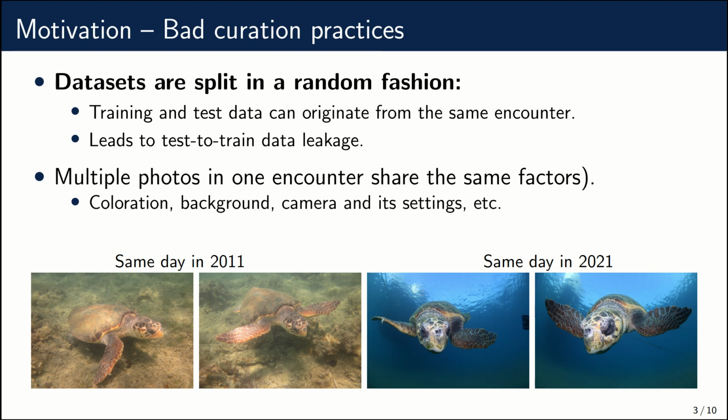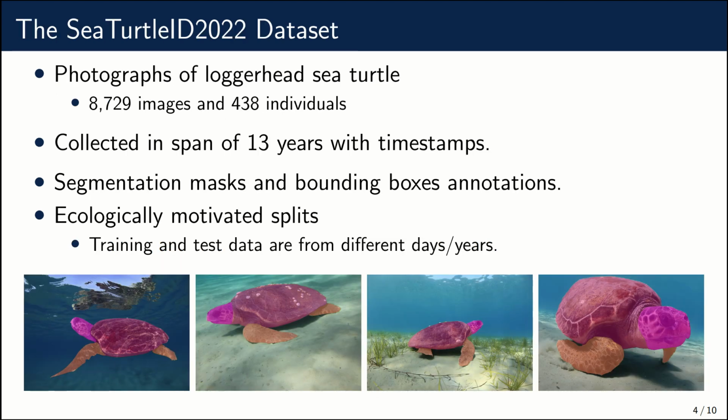First, datasets are usually split randomly, which often results in performance inflation due to training to test data leakage and background overfitting. Second, the span of the data is short, usually within 1 or few days. Therefore, there is just a minimal change in the capturing condition, the environment, and the lighting conditions. If you look at the images, you can spot at first glance that the matching is much easier within the same day. Learning from that, we introduced the SeaTurtleID dataset.